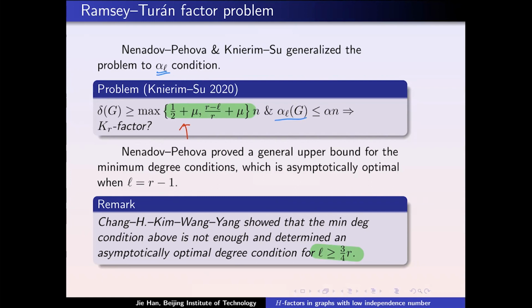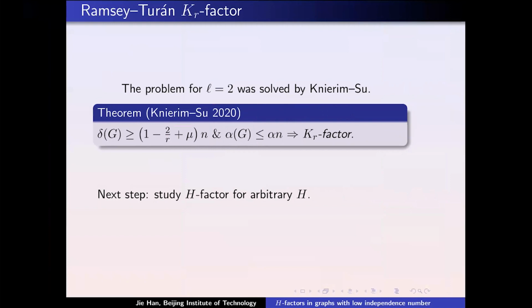Right. So again, this is the theorem obtained by Knierim and Su in 2020. They proved that if (1 − 2/r) times the minimum degree plus α(G) is at least n, then G contains a K_r-factor. So again, I would like to rewrite it in the way we prefer. So it's 1 minus 1 over something, and the key parameter here is r/2. And this is good enough for K_r-factors. And what about H-factors? We also would like to see H-factors for arbitrary H.